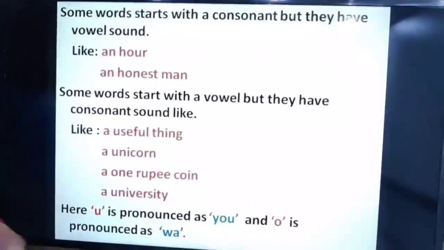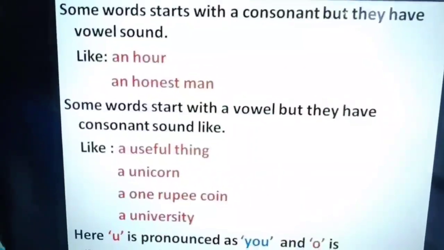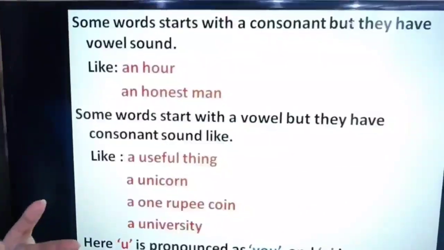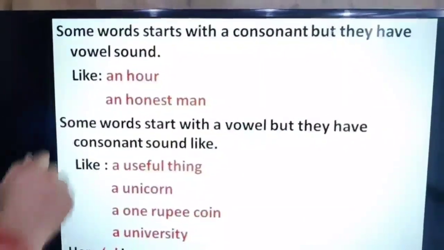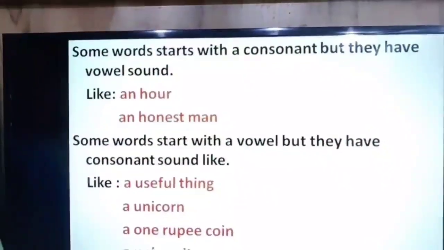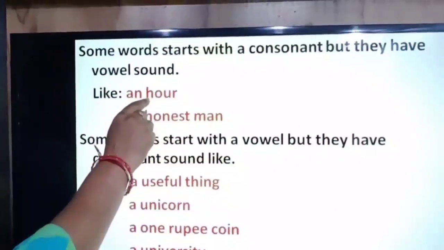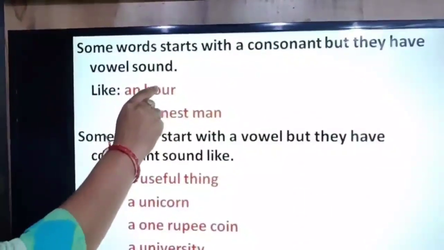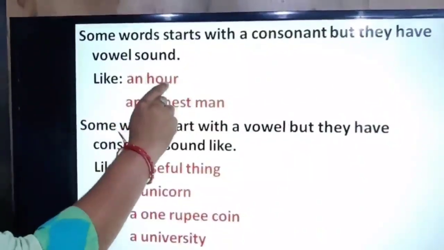So, there are some exceptional cases also. There are some words which start with a consonant letter, but have a vowel sound. Suppose we have the word H-O-U-R. How do we pronounce that word? It is "hour". Although H is there, H is silent here. We don't say "hover", we say "hour". So the sound begins with O, and we'll put an before hour.